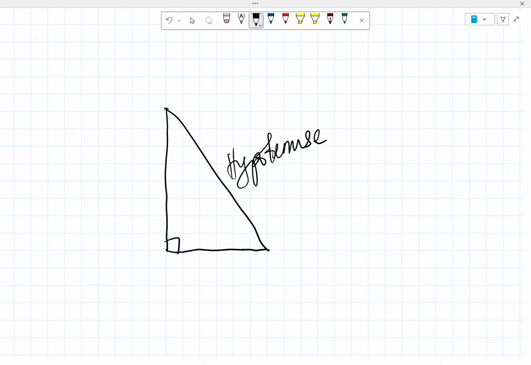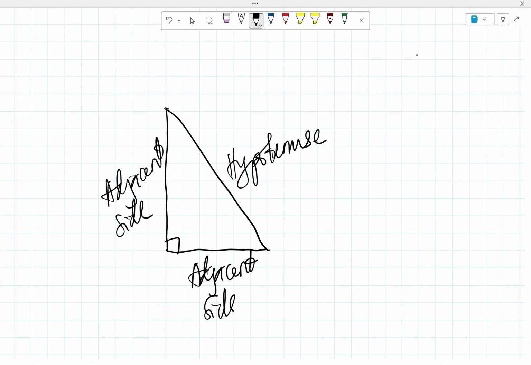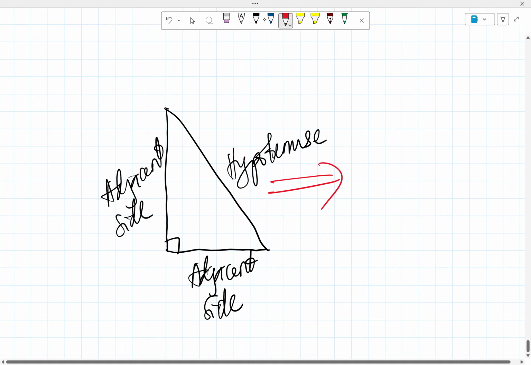And then you have two other sides called adjacent sides. So this side is adjacent. This is also adjacent. So the two of them are adjacent to each other. But by the time we get into the idea of trigonometry, we can now distinguish between the two adjacent sides, which one is opposite and which one is adjacent to the opposite.